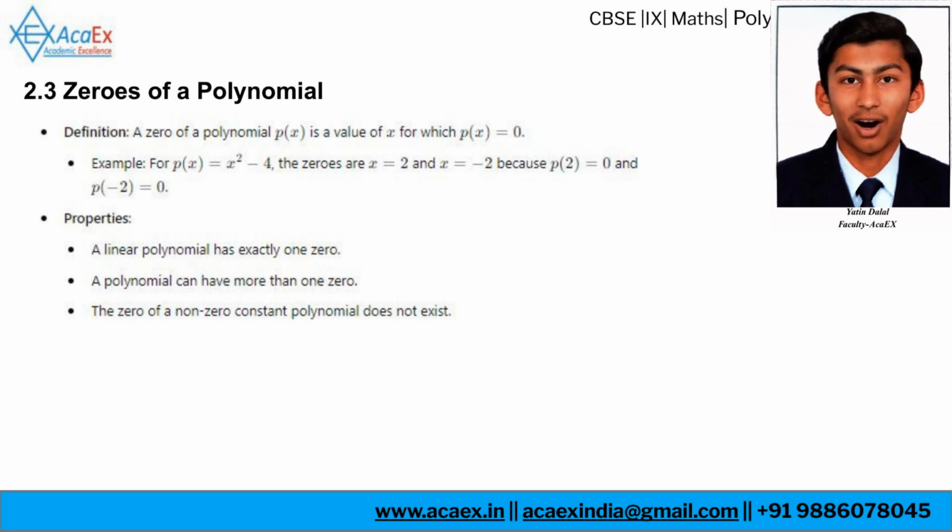Properties. A linear polynomial has exactly one zero. A polynomial can have more than one zero. The zero of a non-zero constant polynomial does not exist.